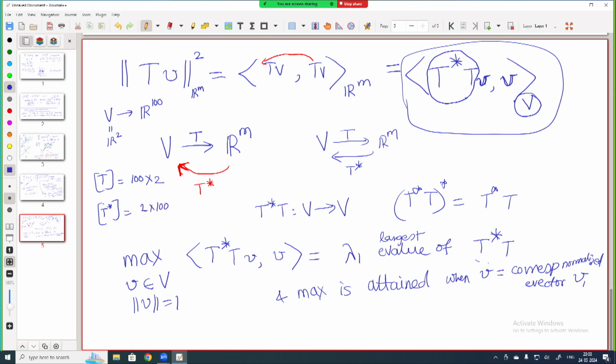And what matters is actually only T star T, which will turn out to be a 2 cross 2 matrix. It arises by multiplying a 2 cross 1 million matrix with a 1 million cross 2 matrix, for example. But finally, it is only a 2 cross 2 object, and therefore finding its largest eigenvalue is a tractable problem at some level. So, that is the beauty of the adjoint.